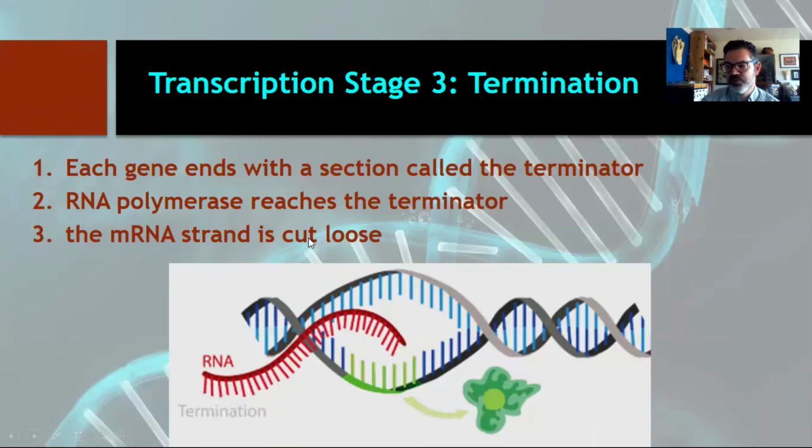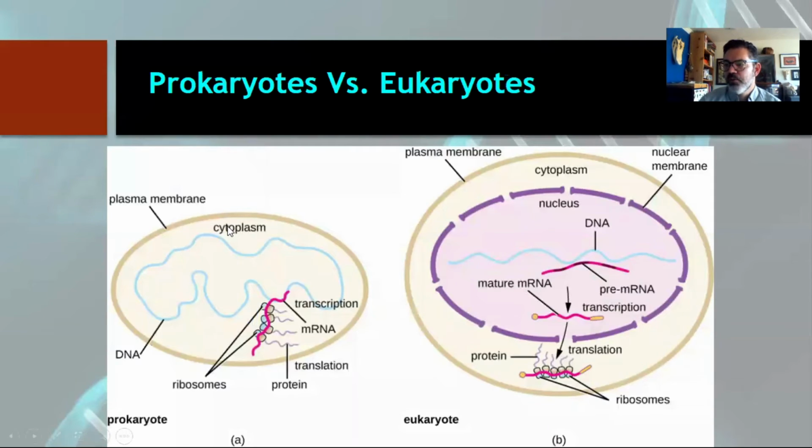The last stage of transcription is termination, basically cutting off the string of copied RNA and ending its manufacture. This happens when the RNA polymerase comes to the end of the gene called the terminator. We will talk in greater detail about the differences between prokaryotes, bacteria, and eukaryotes, plants, protists, animals, and fungi in other videos, but I want you to compare these two just a little bit here.